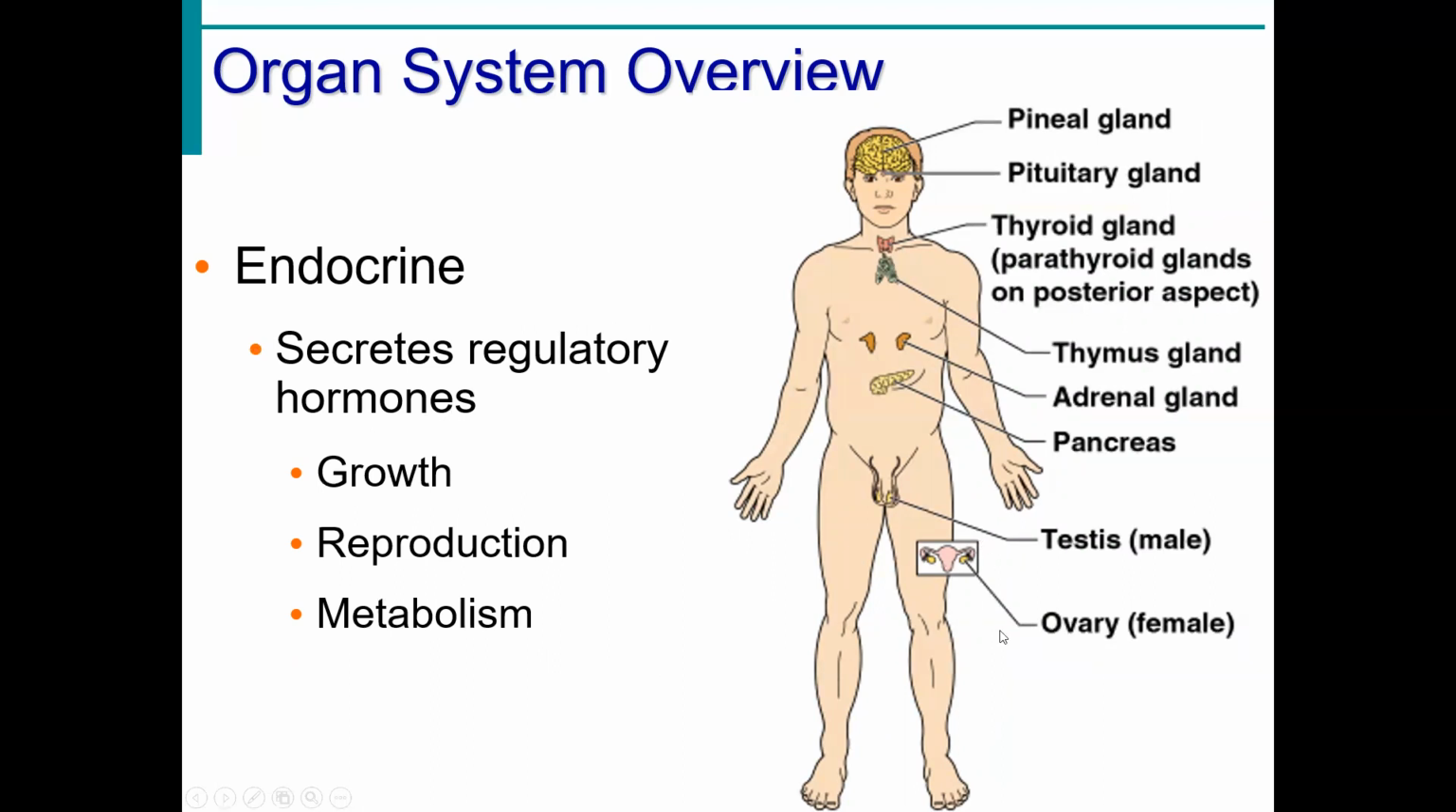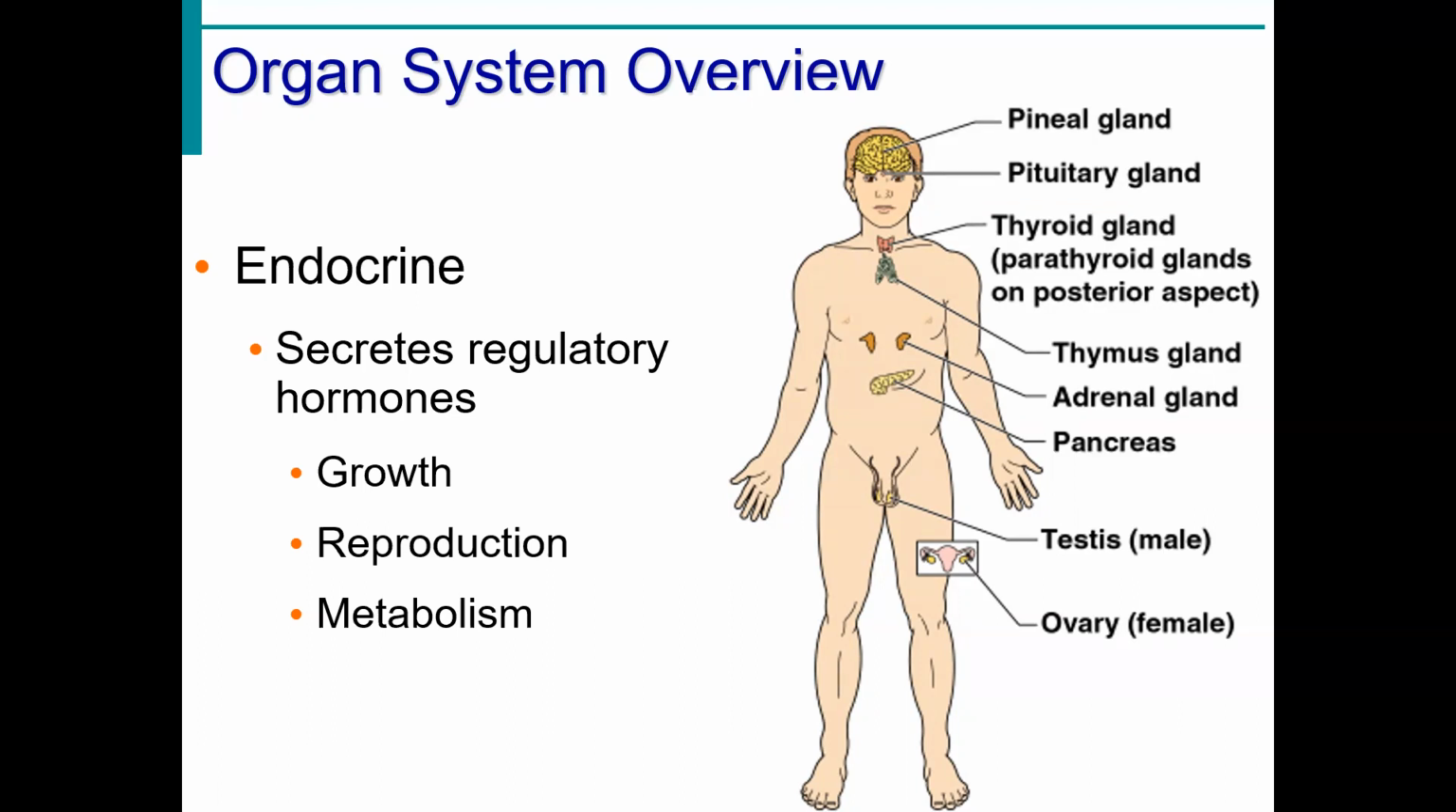These are all very important organs that help to maintain and respond and keep our bodies balanced. Okay, so we're talking about things like growth, reproduction, metabolism. These are all features that are happening by way of this endocrine system. This thyroid, the thymus, the pancreas, they're all secreting regulatory hormones that help our bodies to function normally.